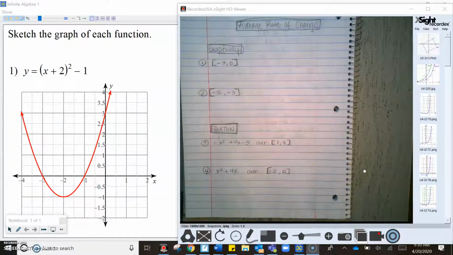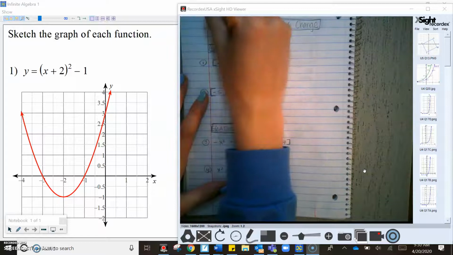This video is to remind you how to find the average rate of change. We've continued to use the average rate of change in all of our units, but it's good to remind ourselves what it is and how to find it for each type of function. So remember, another name for average rate of change is slope.